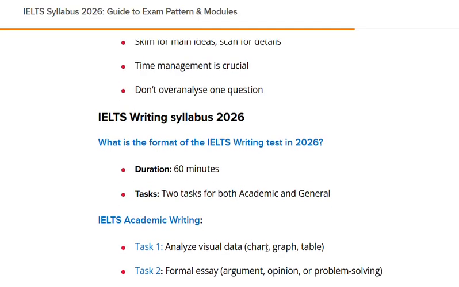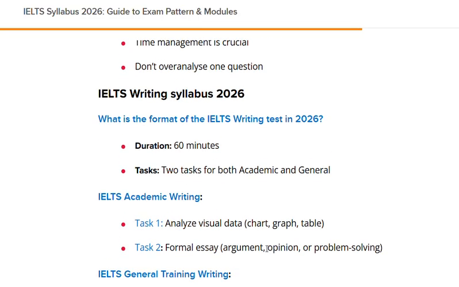Next is our writing module. The duration will be 60 minutes, similar to before. You will get 2 tasks, both for academic and general. In academic, the first task will always be to analyze visual data. It can consist of charts, graphs, diagrams, and tables. Different types of diagrams, basically you have to analyze and then summarize.